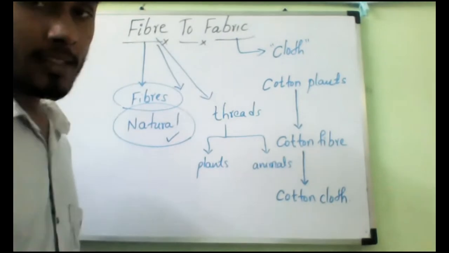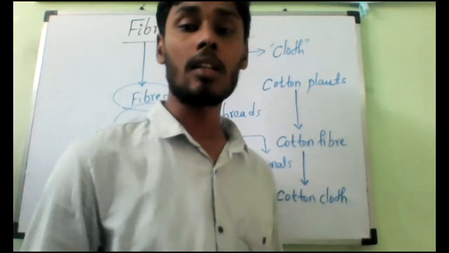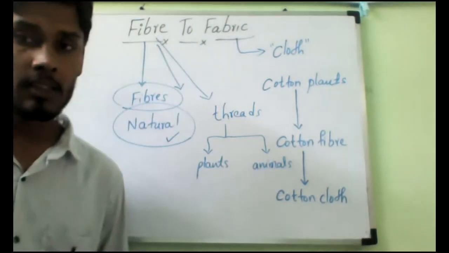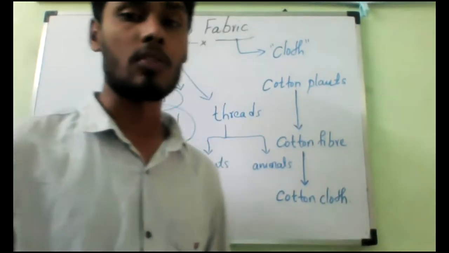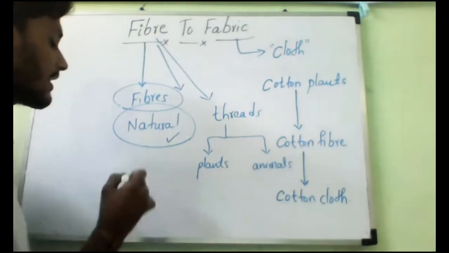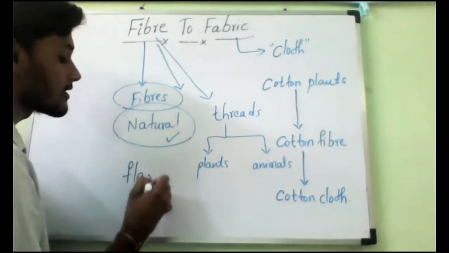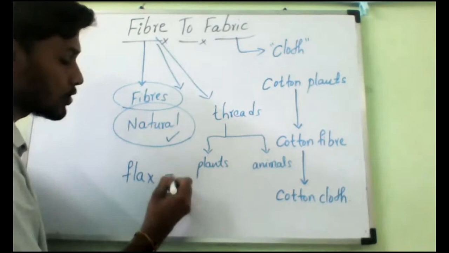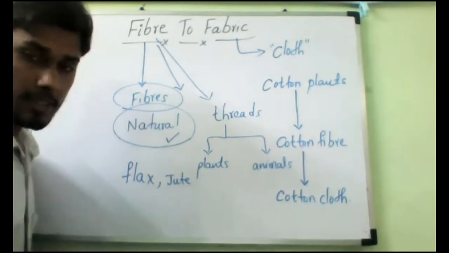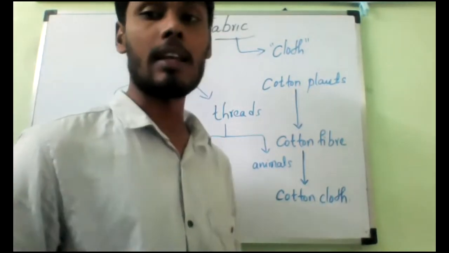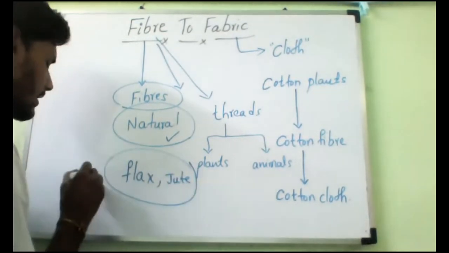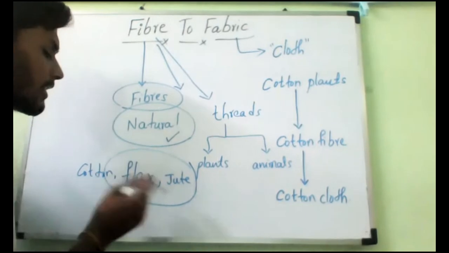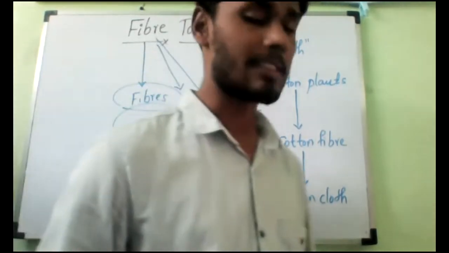Now in the same way, cotton, flax and jute are all plant fibers only. I will show you the plants also. Flax, jute bags, you know that. Yes or no? Yes, sir. These are all called plant fibers. This is all we have already studied: cotton, flax, jute and everything, in class 6th.